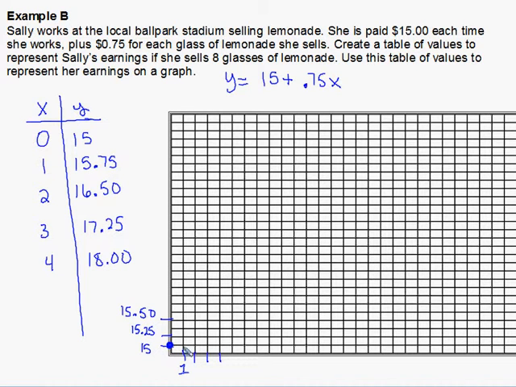Okay, so if she sells no glasses of lemonade, she's at $15. If she sells 1 glass of lemonade, she's at $15.75. 2 glasses of lemonade bring her up to $16.50, so $16.25, $16.50. 3 glasses of lemonade. Wait, did I go up enough? Hold on. 15.75, 16, 16.25. Yeah, one more up.